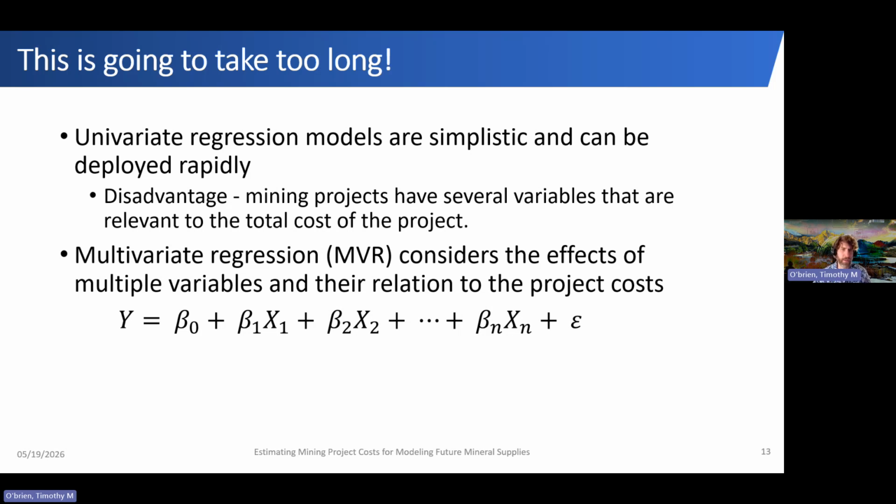And so this was not going to be done by doing a simple univariate regression model. That's been shown, and the statistics on those are not great. So what I thought to do is apply some multivariate regression, which takes the effects of several variables into the relation of that project cost.